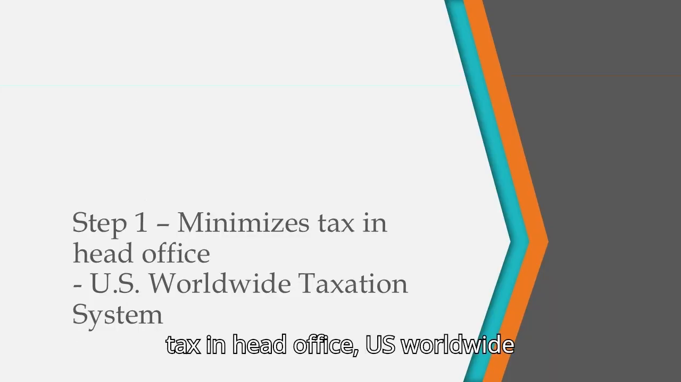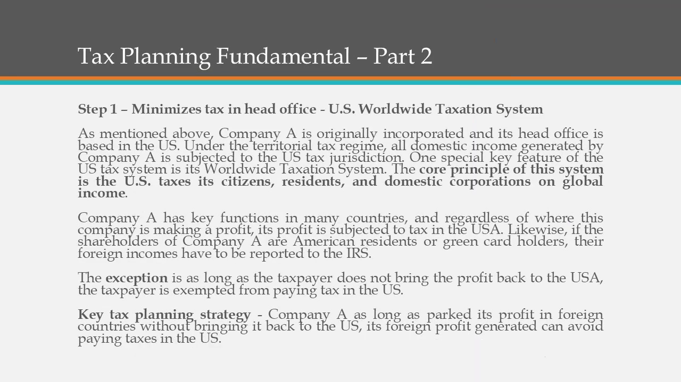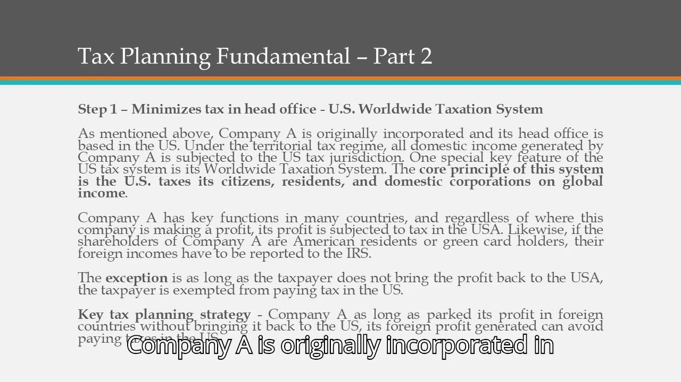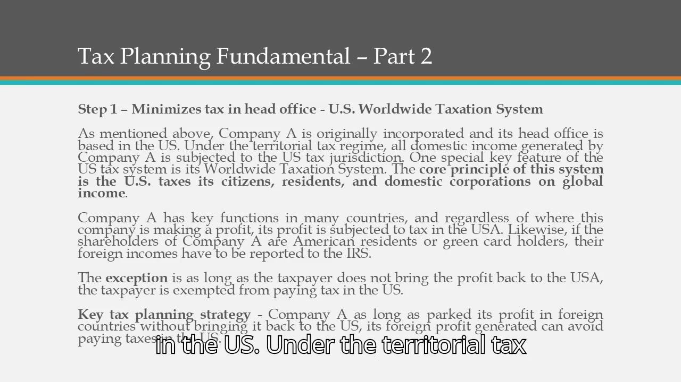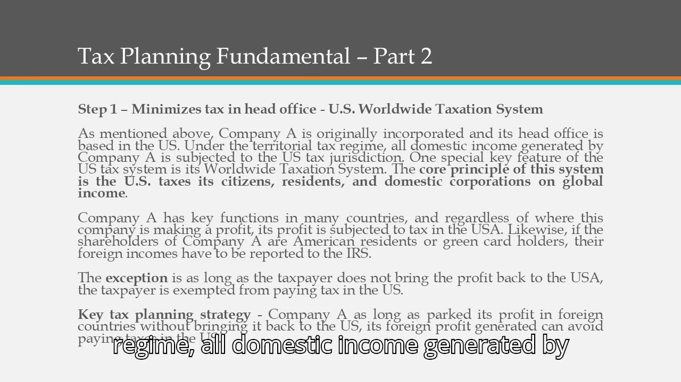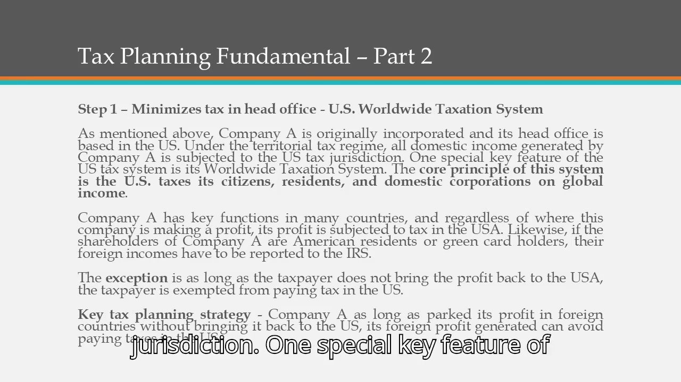Step 1. Minimize tax in head office, U.S. worldwide taxation system. As mentioned above, Company A is originally incorporated in the U.S., and its head office is also based in the U.S. Under the territorial tax regime, all domestic income generated by Company A is subjected to the U.S. tax jurisdiction.